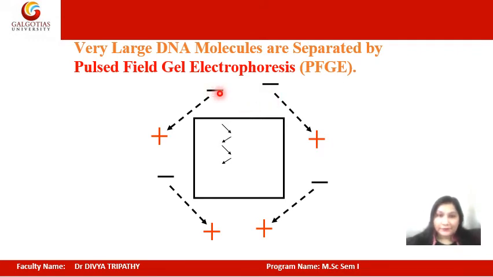This one shows the movement from minus to plus, again minus to plus, and after reaching this plus end, we will again have another setup of minus to plus. In this type of electrophoresis, the movement of DNA molecules takes place in a zigzag mode. We will explain this PFGE in a separate lecture. Just understand why we are using this: in order to separate larger molecules of DNA.